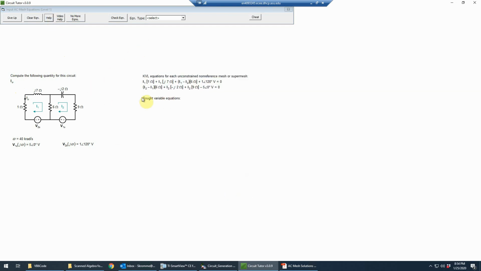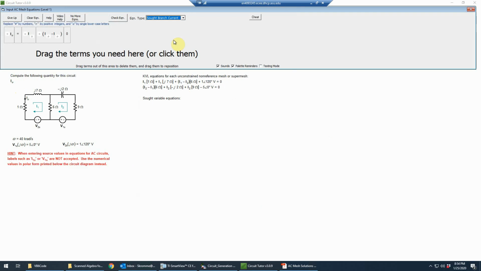Okay, so let's go ahead and write that sought variable equation. And again, this is a branch current going through a single element. So it's a sought branch current. And so that will be fairly simple. We have I naught equals. And now we see that there's only one mesh current. The mesh currents have been automatically labeled for us here. Notice that by default it does take the reference mesh to be the outer mesh here, so therefore the outer mesh current is not shown, the one that would go counterclockwise here.